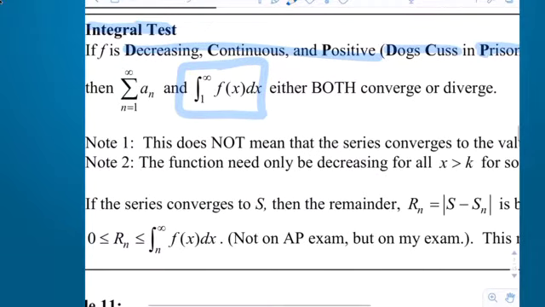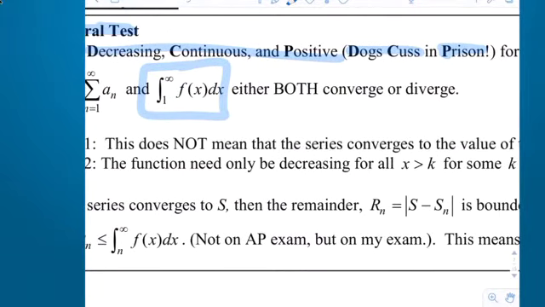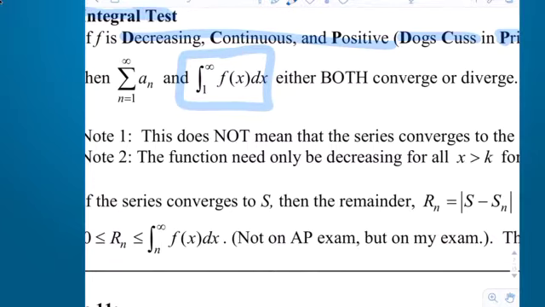Okay, now here is an important thing. If we evaluate the improper integral and it's a finite number, then we know the integral converges and so does the series. But it doesn't mean then that the series converges to the same number, right?